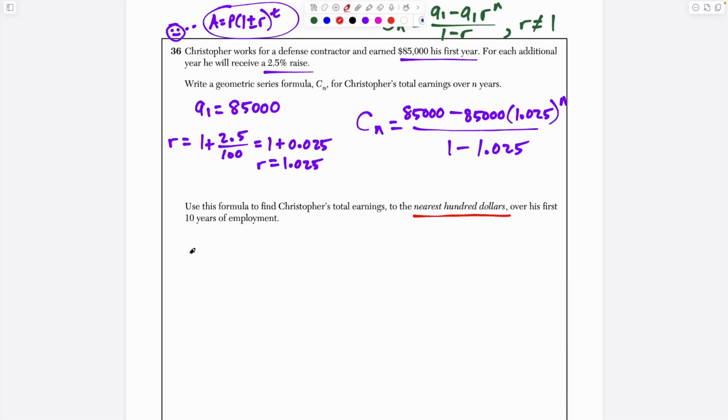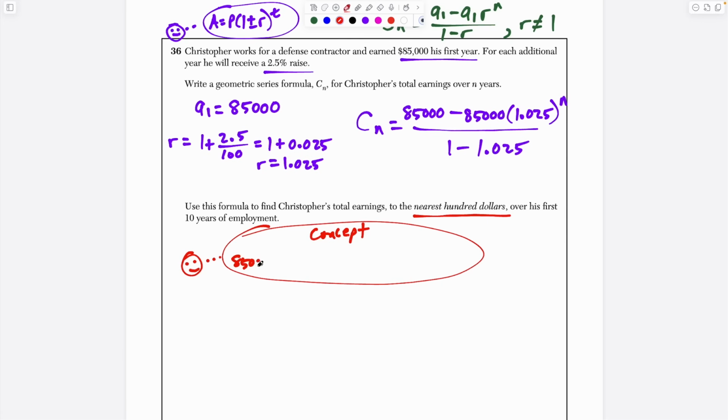But I want us to understand the concept of what's going on here, so that it's not just use the formula and memorize what's happening. The concept is that Christopher earns $85,000 his first year. But then his second year, he earns 85,000 times 1.025. And his third year, he's going to earn another 2.5% raise, but that's based on the previous year. So when we multiply by 1.025 again, we get 1.025 squared.